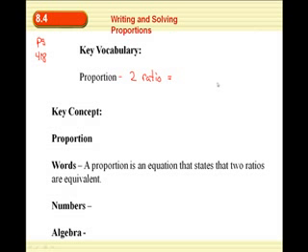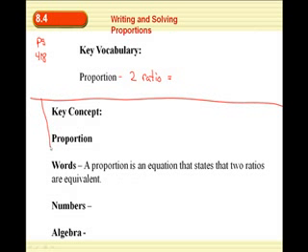A proportion is an equation that states that two ratios are equivalent. So why don't you go ahead, it's kind of a double whammy here. Go ahead and write this key concept box. It is on page 418 right at the very top, and I will put some numbers in for it.